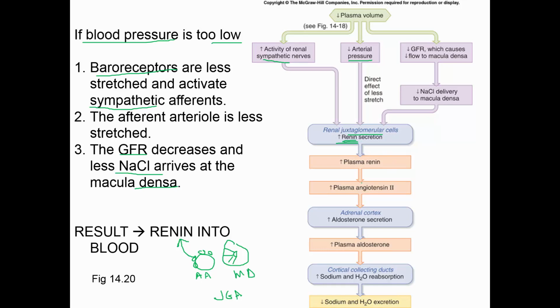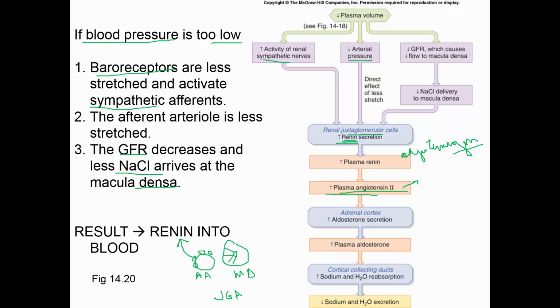And when it goes into the blood, it finds a gigantic protein called angiotensinogen. Now this ogen means angiotensinogen is inactive. Renin gets us to angiotensin 1. Then we have another enzyme called ACE that gets us to angiotensin 2. Angiotensin 2 is the active ingredient here. And angiotensin 2 is going to do a number of things. It's going to tell you you're thirsty.